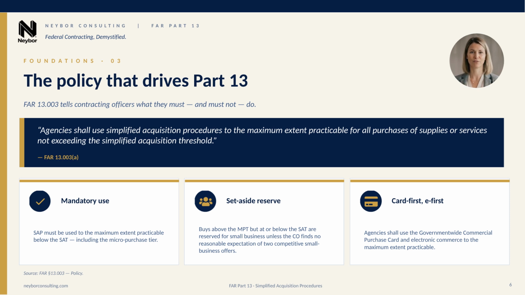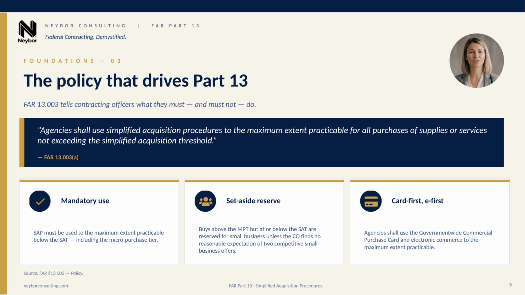3 pillars flow from that policy. First, mandatory use. SAP must be used to the maximum extent practicable below the SAT, including in the micro-purchase tier. Second, the small business reserve. Buys above the micro-purchase threshold but at or below the SAT are reserved for small business. The contracting officer can only step outside that reserve if there is no reasonable expectation of getting 2 competitive small business offers at fair market prices.